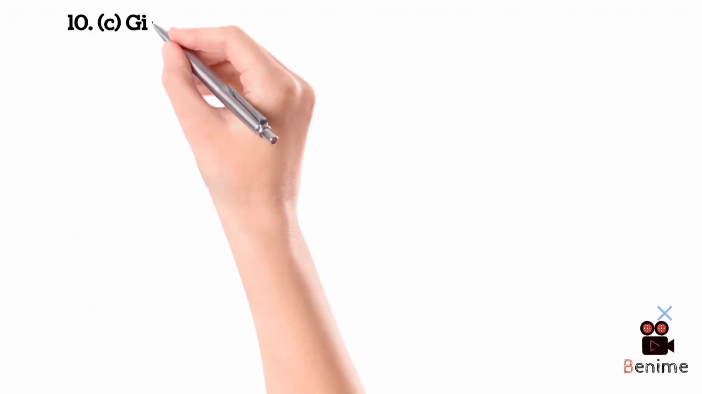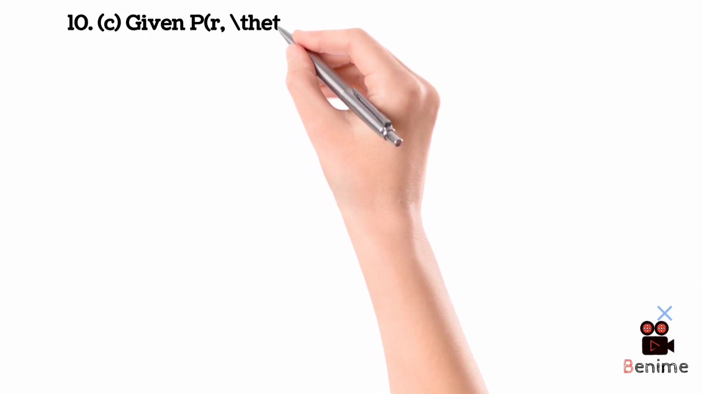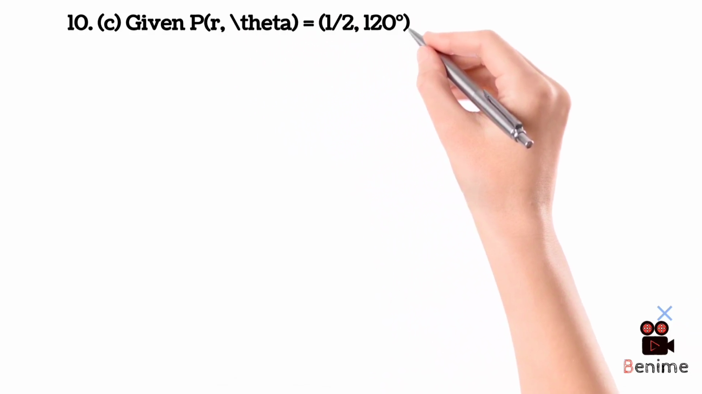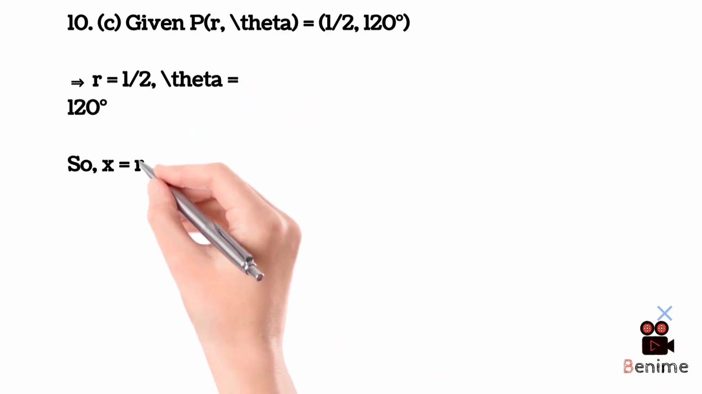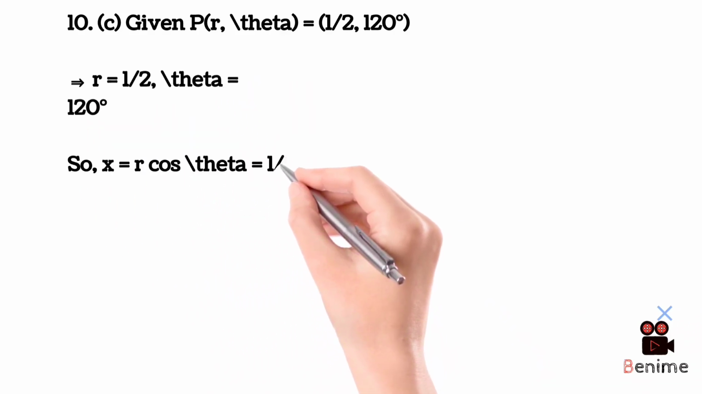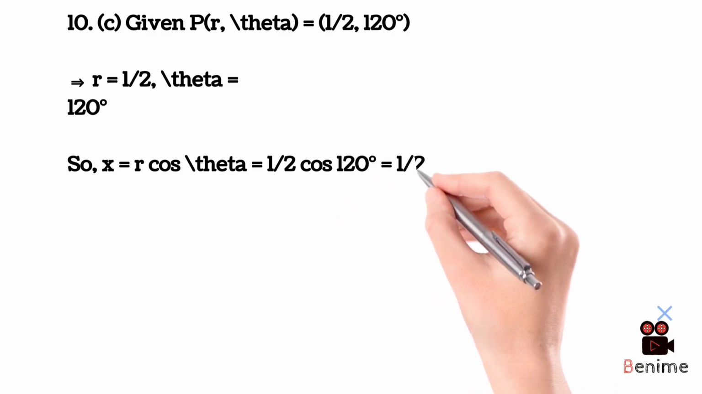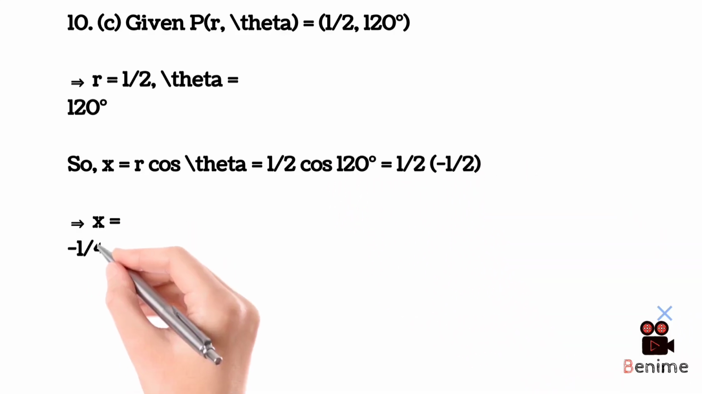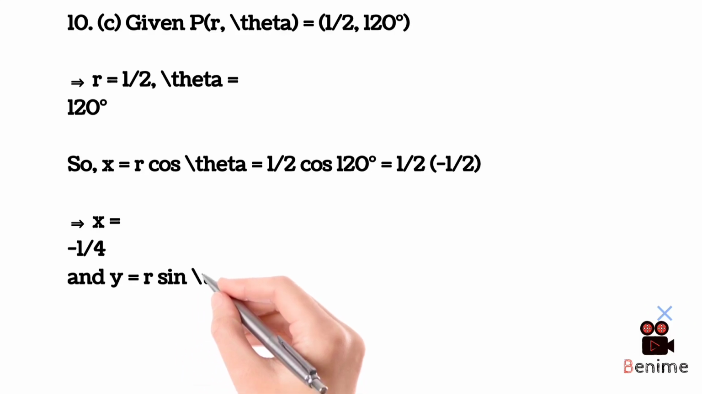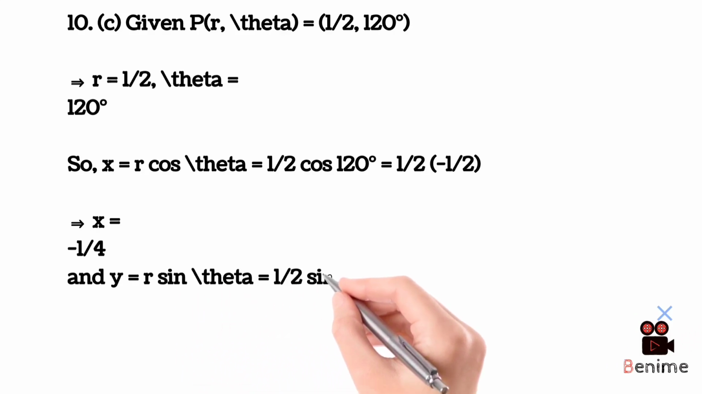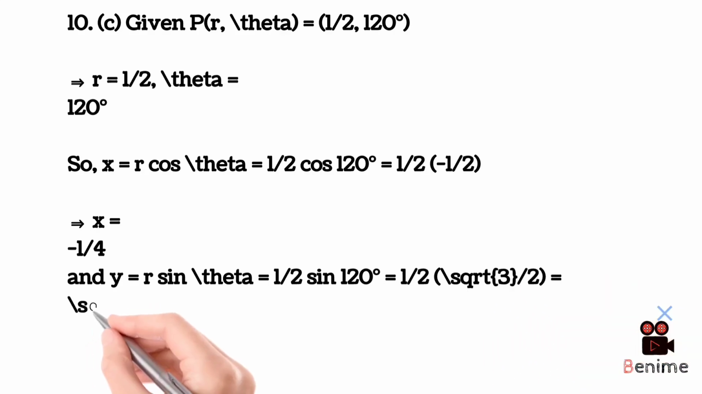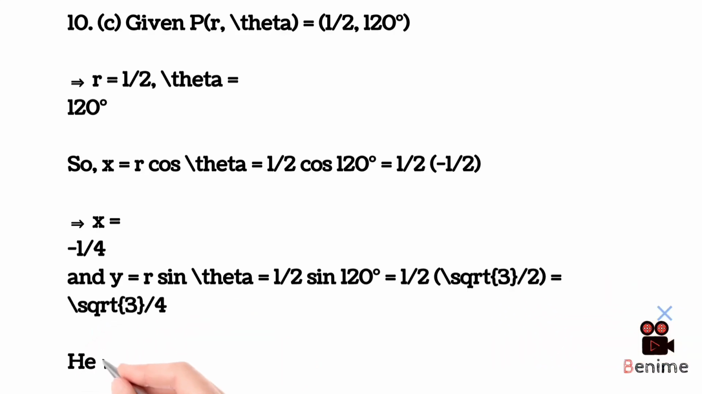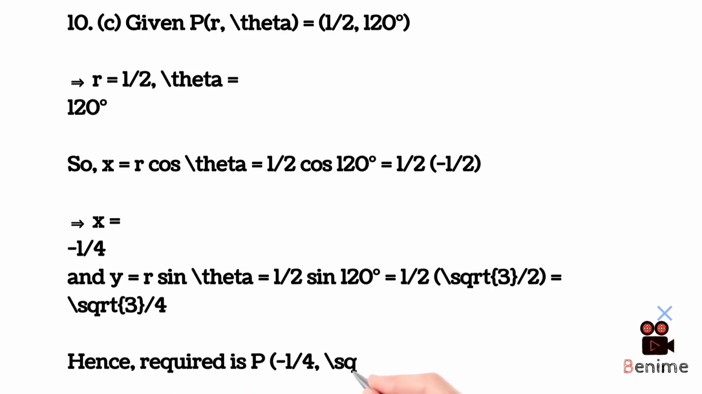C. Given P(r, theta) equals (1/2, 120 degrees). This implies r equals 1/2, theta equals 120 degrees. So, x equals r cos theta equals 1/2 cos 120 degrees equals 1/2 times (minus 1/2). This implies x equals minus 1/4. And y equals r sin theta equals 1/2 sin 120 degrees equals 1/2 times sqrt 3/2, which equals sqrt 3/4. Hence, the required point is P(minus 1/4, sqrt 3/4).